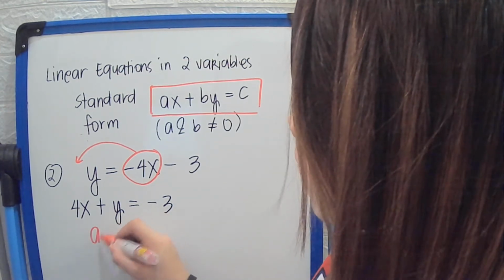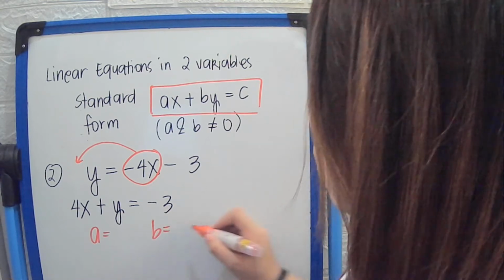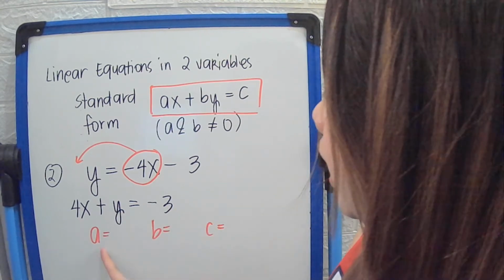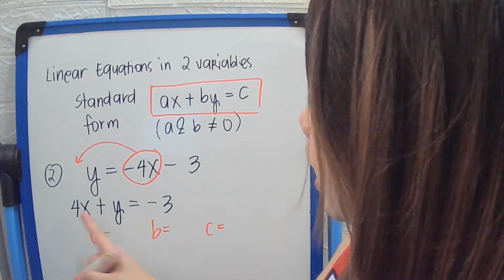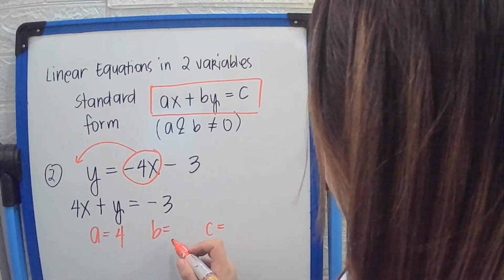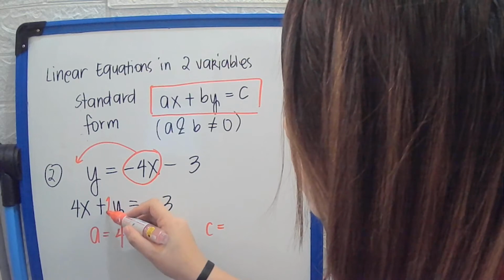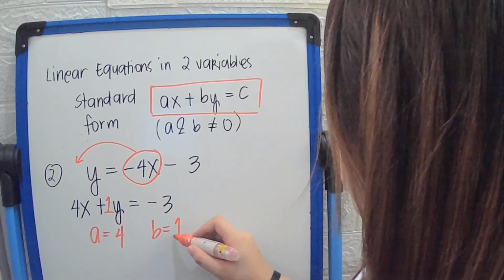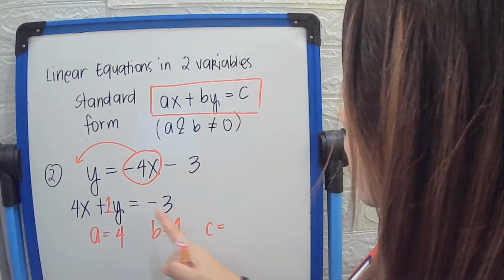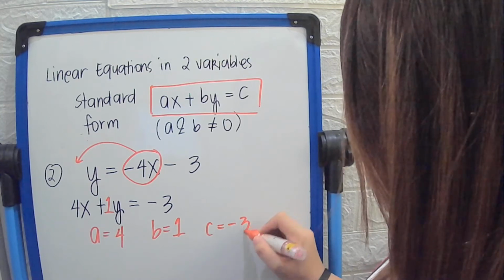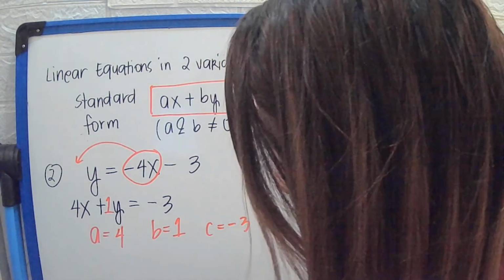So, identify lang natin yung values ni A, B, and C. Si A yung number before x, so that will be 4. Si B yung number before y. So, since wala kayong nakikitang number dito, automatic may 1 po yan. So, 1. Si C naman yung constant here, so we have negative 3. Okay?